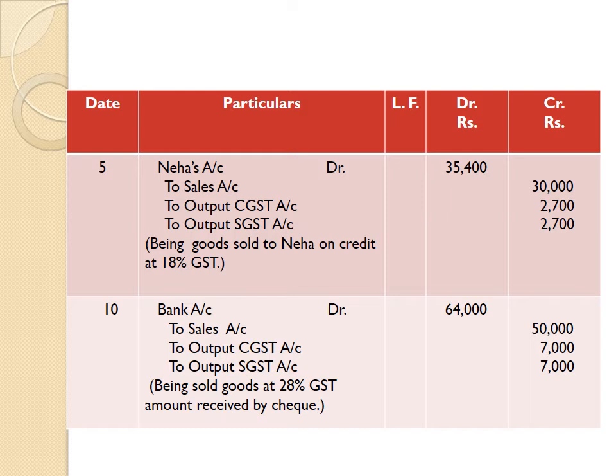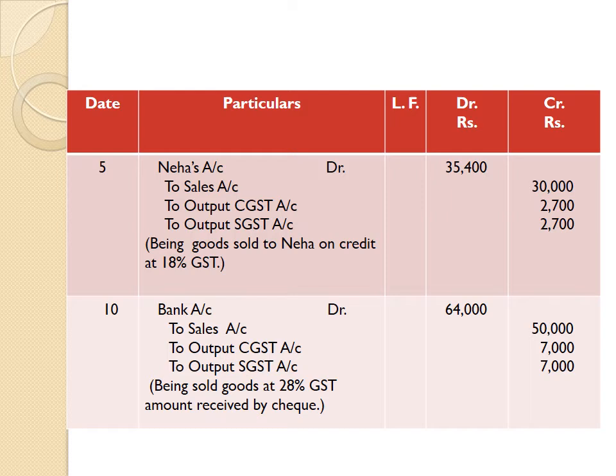On 5th May, goods sold to Neha on credit. So amount of sales is 30,000. Amount of GST at 18% is 5,400. So 30,000 plus 5,400, that came to rupees 35,400. Neha account debit rupees 35,400. To sales, that is actual amount of sales, 30,000.